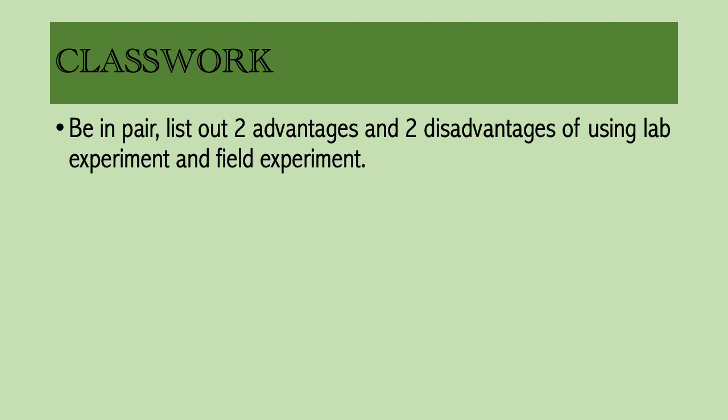Okay, now a mini task for you to do in your own group. I know here it says be in pairs, but it's okay. Just be in the same group as last time, the four of you. I want you guys to find out two advantages and two disadvantages of using lab experiment and field experiment. So that means you need to have 4 points for lab, 4 points for field: two advantages and two disadvantages. Okay, so just discuss it.